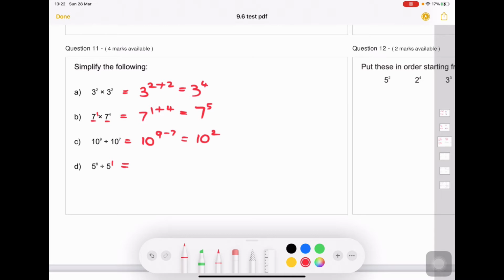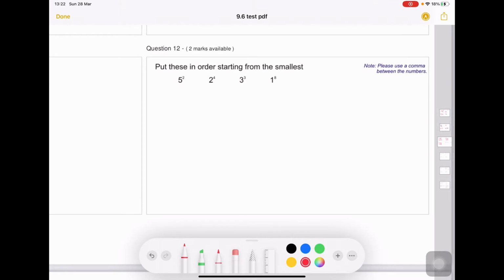5 is the same as 5 to the power of 1. We're dividing the powers with each other, so as in we're dividing 5 to the 8 by 5 to the 1, so we need to subtract 1 from the 8. So our answer is 5 to the 7.